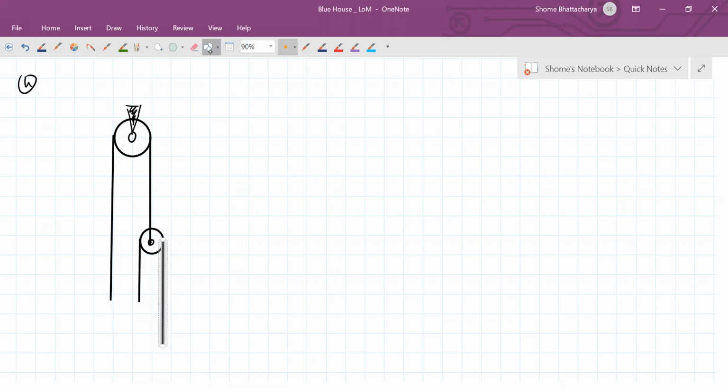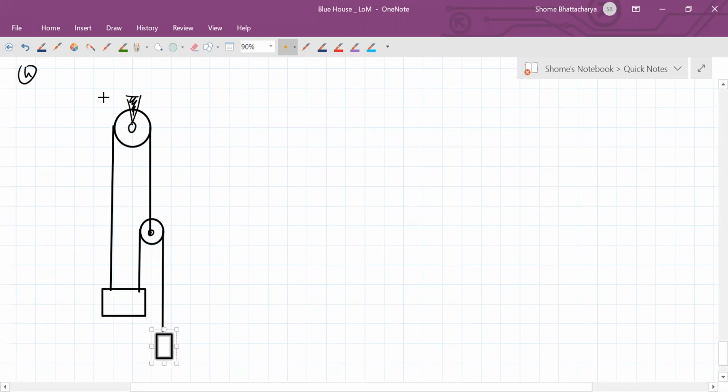So we had this kind of system. So the pulleys were massless and all. Because of the pulleys being massless, we saw that the tension in the second thread became double of the tension in the first thread.